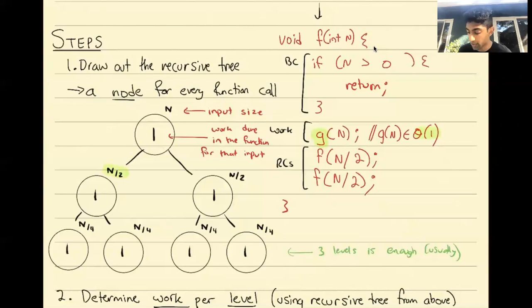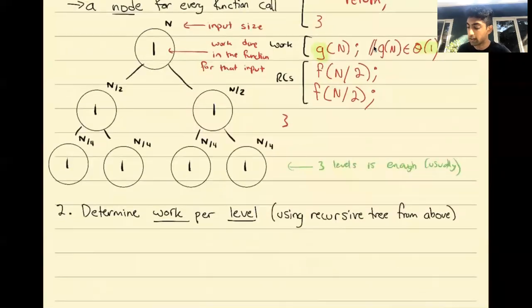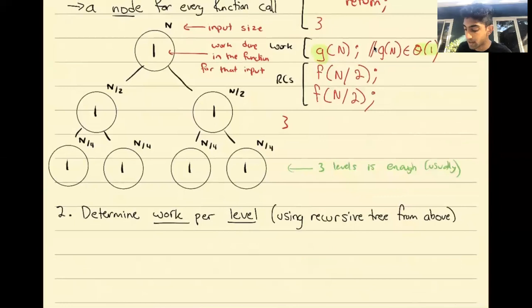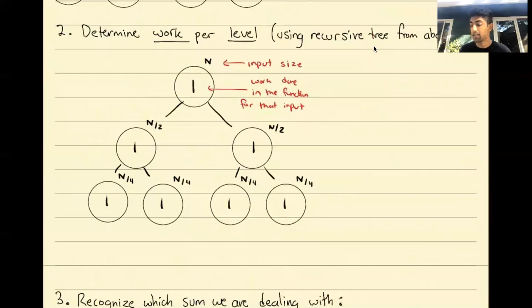The second part is going to be the work done by the function f for that input size, right? Okay, so now with this tree in mind, let's move on to the second step. The second step in this process is let's try to figure out the work done per level in this tree that we've made. Because once we've made this tree, this is actually the most important part of the process, I think, okay? So we have this recursive tree. So we need to make some sense out of it, okay?